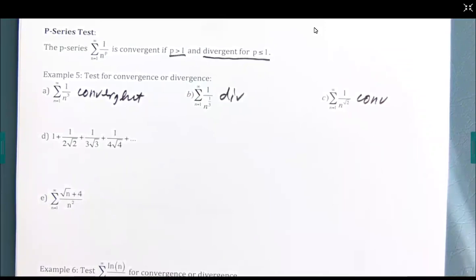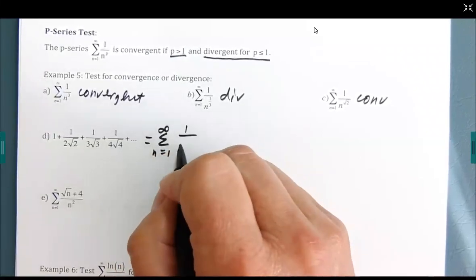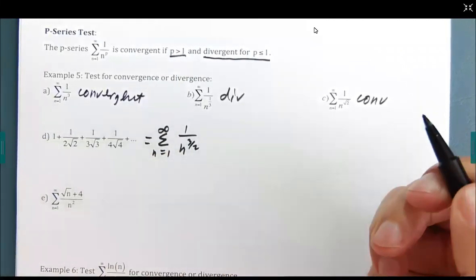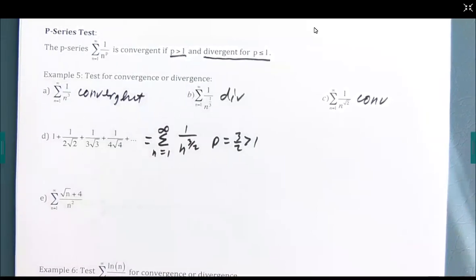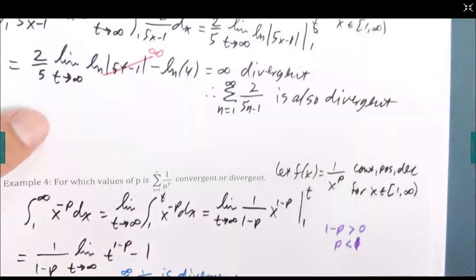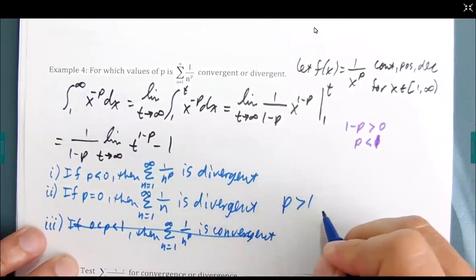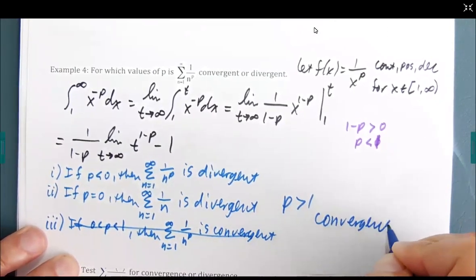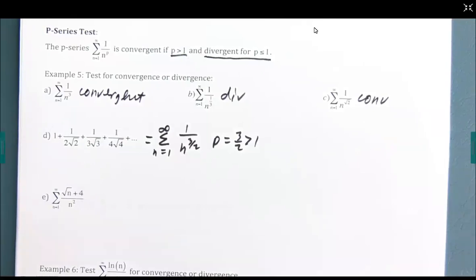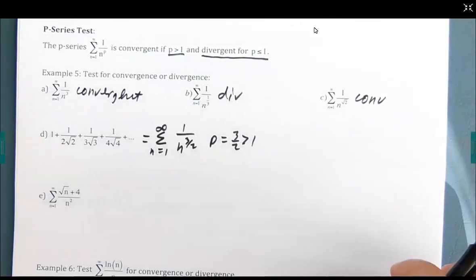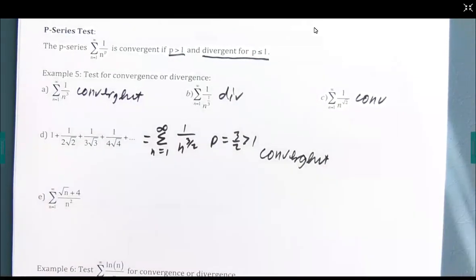And for this one, this is going to turn into this here. And p in this case is 3/2, which is bigger than 1. I was not so clear on this before. If p is bigger than 1, it's convergent. That's the takeaway from all that. The last part wasn't right. But we like this. This is convergent by the p-series test.